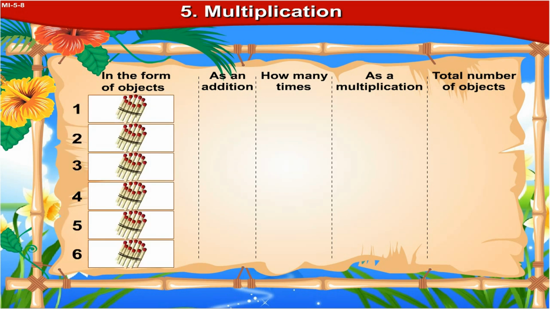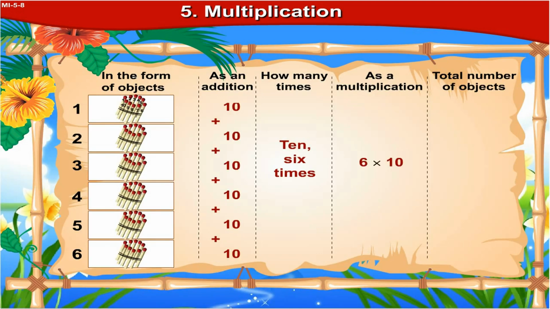Next are some bundles of sticks. Now there are 6 bundles of 10 sticks. So as an addition, it would be 10 plus 10 plus 10 plus 10 plus 10 plus 10. That means it is 10, 6 times, which means it is 6 multiplied by 10. So the answer is 60. That means total number of sticks are 60.